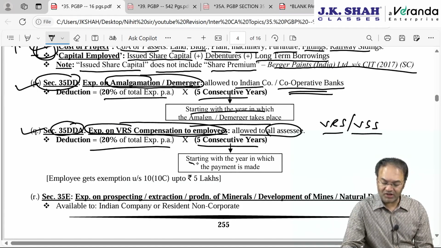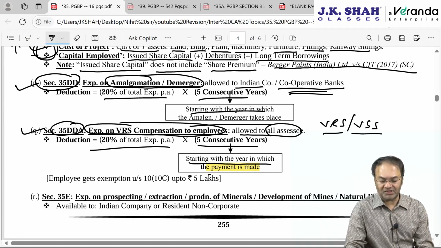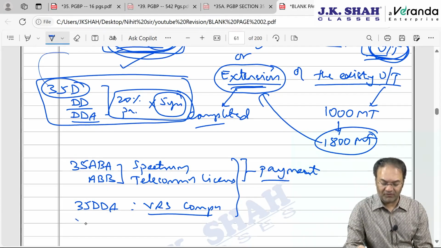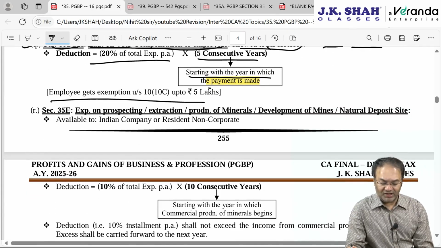20% per annum, 5 years starting with the year in which payment is made. You need to remember this here, payment. So up till now, there have been 3 sections where the deduction is based on payment. Which 3? 35ABA, ABB and 35DDA. Employee will get exemption under section 10(10C) up to rupees 5 lakhs.